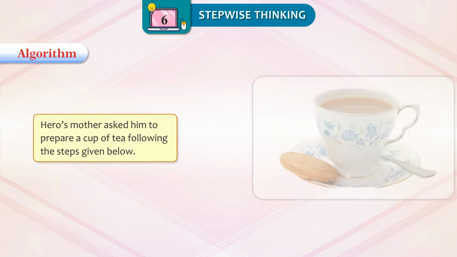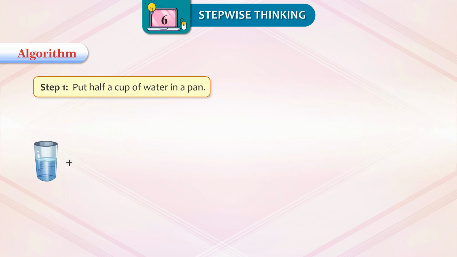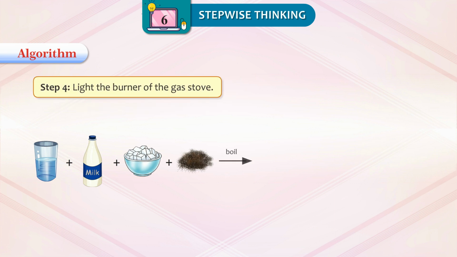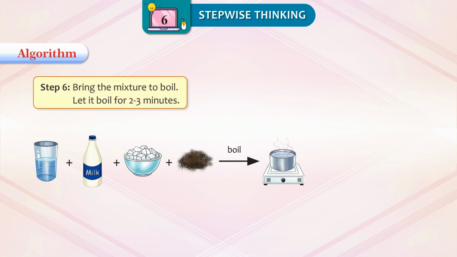Algorithm. Hero's mother asked him to prepare a cup of tea following the steps given below. Step 1. Put half a cup of water in a pan. Step 2. Put half a cup of milk in the pan. Step 3. Add 1 teaspoon sugar and a pinch of dried tea leaves in the pan. Step 4. Light the burner of the gas stove. Step 5. Put the pan over the flame. Step 6. Bring the mixture to boil. Let it boil for 2 to 3 minutes.